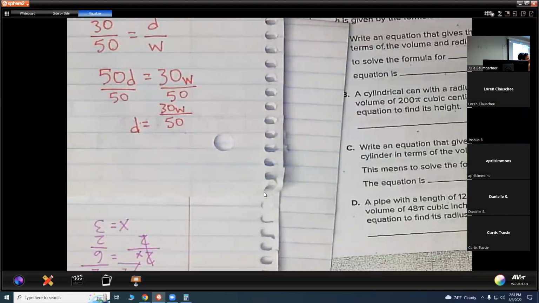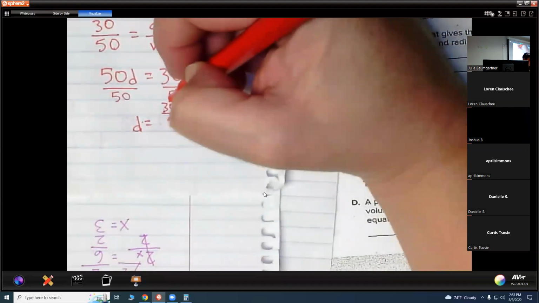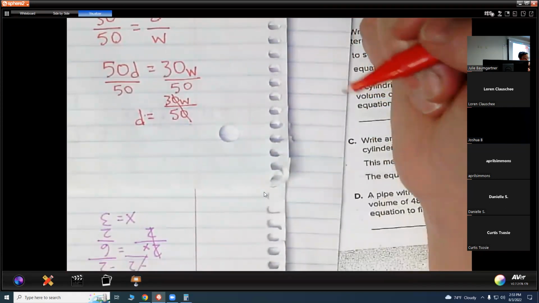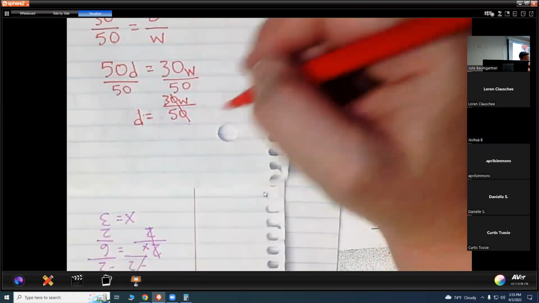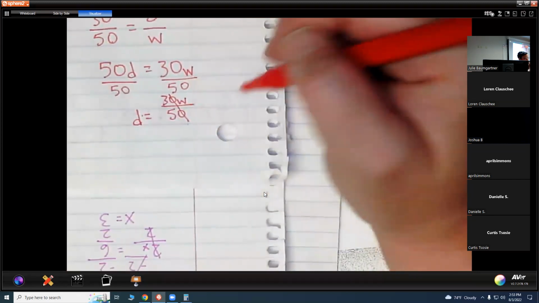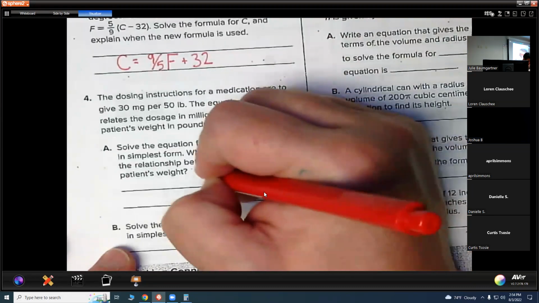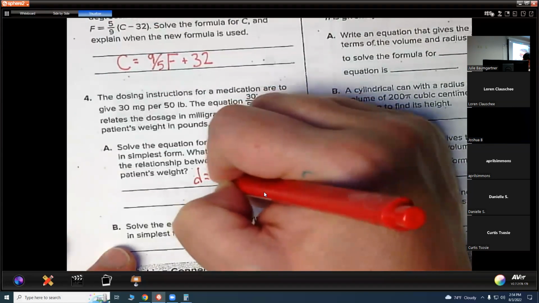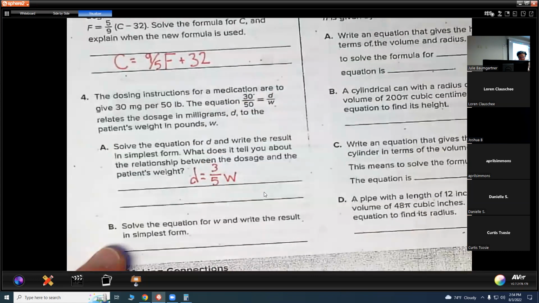Anyone know this one? So, especially when you have zeros, you can just shave them off if they both have a zero. But really, we're just dividing out 10 from the top and the bottom, right? Because 30 divided by 10 is 3, 50 divided by 10 is 5. So the simplest form, right? D equals 3/5 W, right?